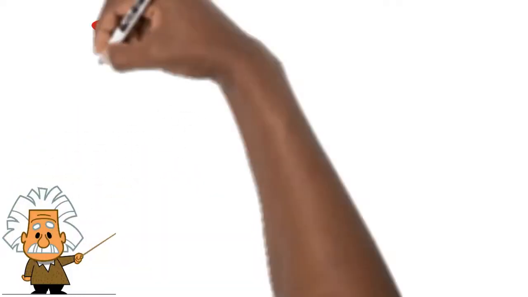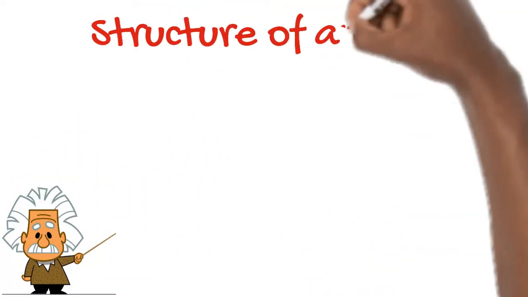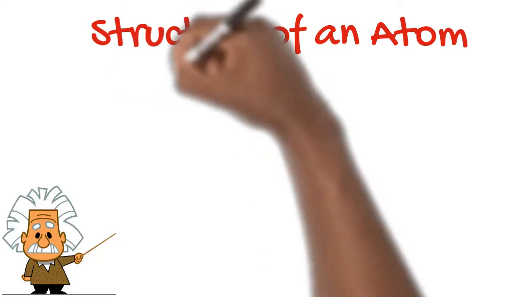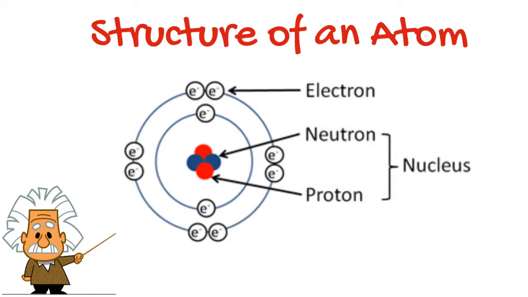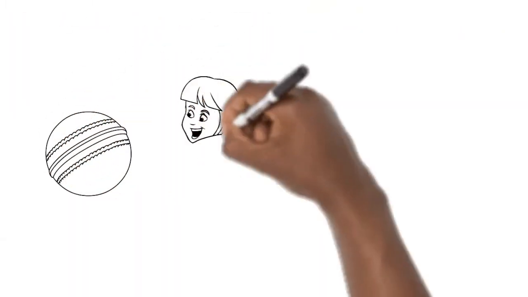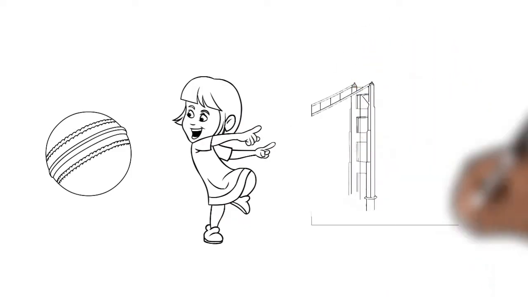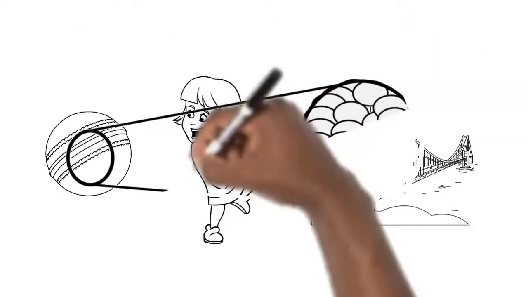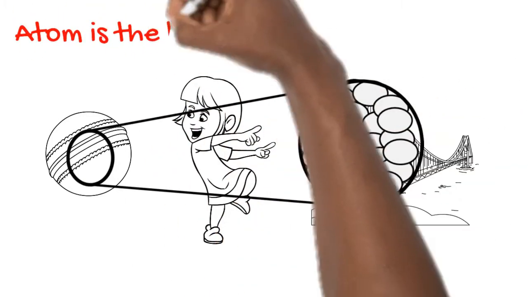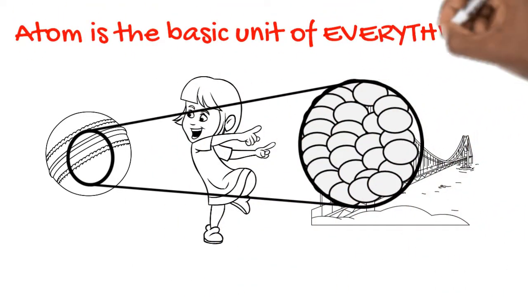Hello, welcome. In this video, we're looking at the structure of the basic unit of matter and the nature of the subatomic particles within them. So from this cricket ball to us humans, or even the bridge, if you look deeper, you see that everything is made up of atoms.